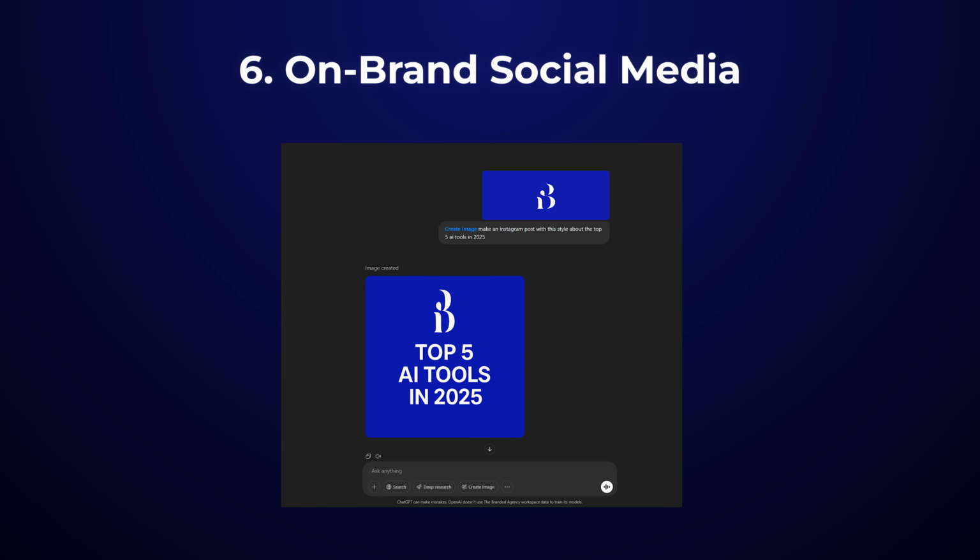On-brand social media assets. Maintaining a consistent brand image across social media platforms is crucial. Users can prompt AI to create images that align with their existing branding, ensuring that all posts reflect a unified aesthetic. This feature streamlines the content creation process for social media managers.